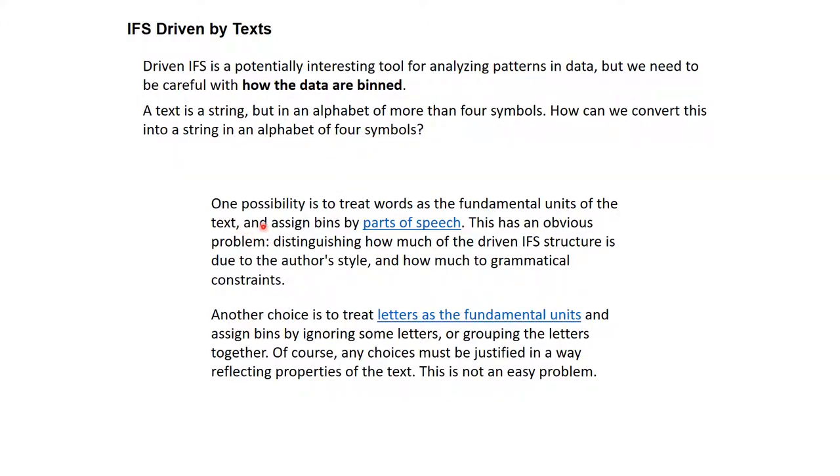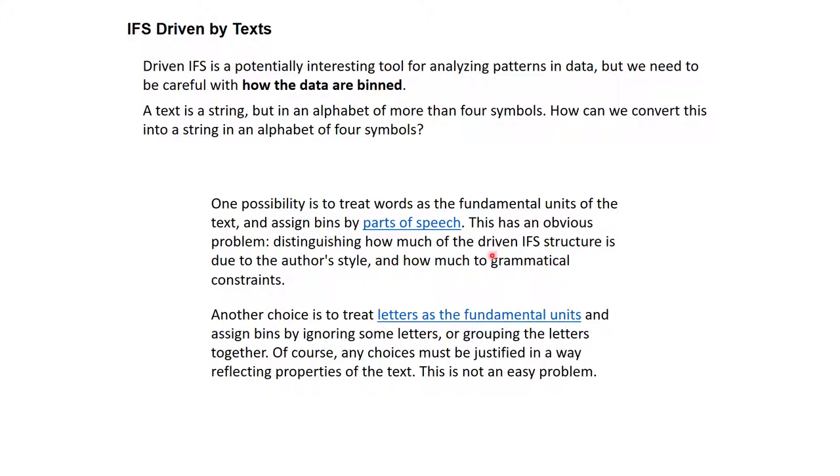There are several possibilities. One possibility is that we treat words as the fundamental units of the text. The words are the unit, not the letters. And then we assign the bins by parts of speech, grammatically. We have some problem, like distinguishing how much of the IFS structure is due to the author's style and how much is due to grammatical constraints. By analyzing texts, we wanted to see how T.S. Eliot writes, how Shakespeare writes, how Mark Twain writes, or how Premchand writes. So, how do different authors write their texts? Of course, all the authors have to confine themselves to grammatical constraints. So that is one problem.